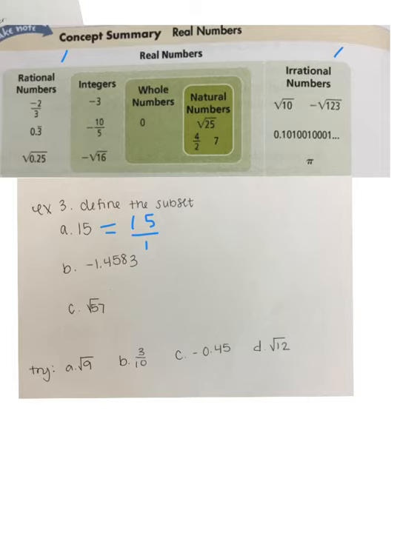Okay, so once you've paused it and took a minute to try those yourself, A, you should have gotten natural, whole, integer, and rational. B, you should have gotten rational. C, you should have gotten irrational. And D, you should have gotten an irrational number.